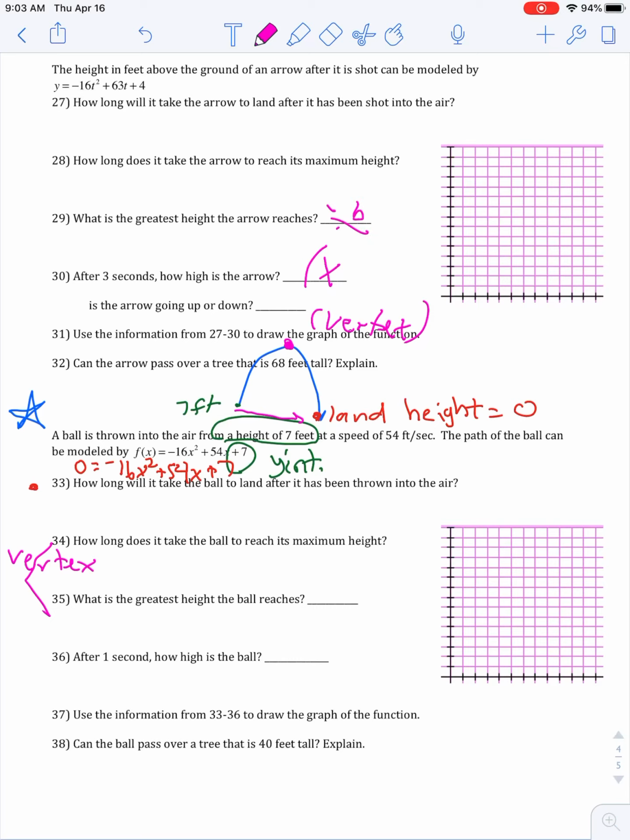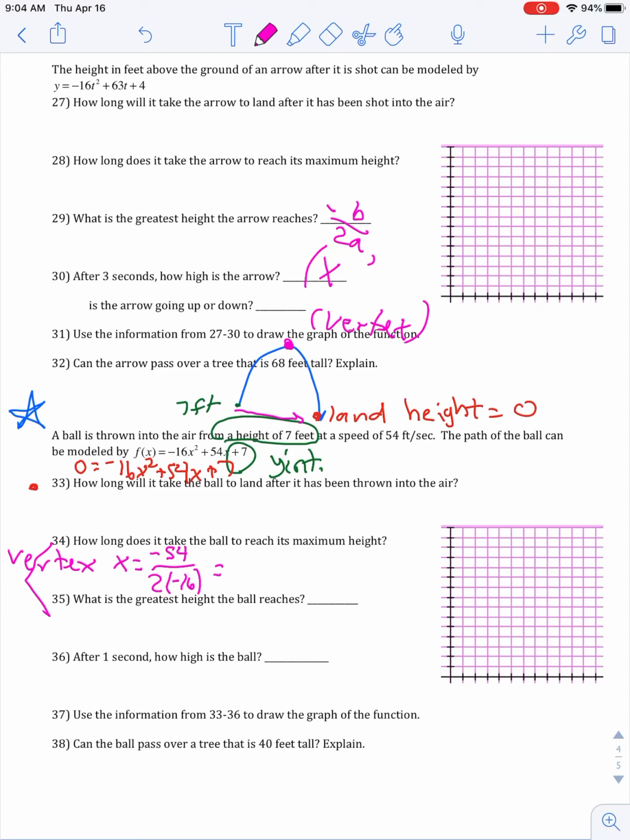Write that a little bit neater, negative b over 2a. That's going to give me my x value of the vertex. So what I'm going to do is take my equation, and I'm really finding the axis of symmetry, so x equals the opposite of b. B is 54, so negative 54 over 2 times my a, which is negative 16.